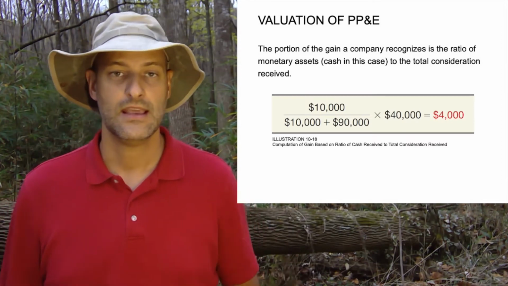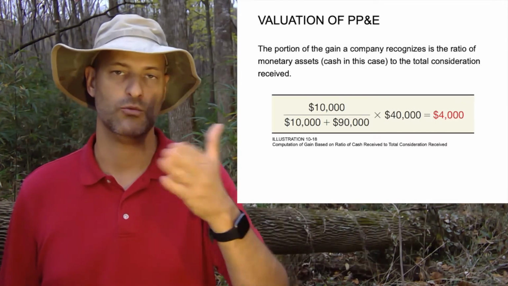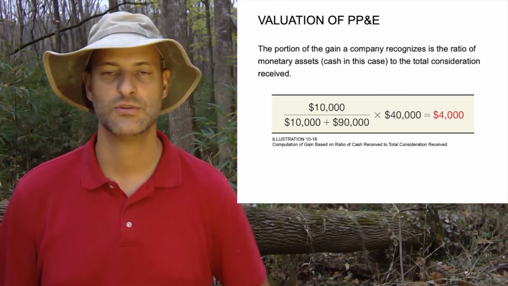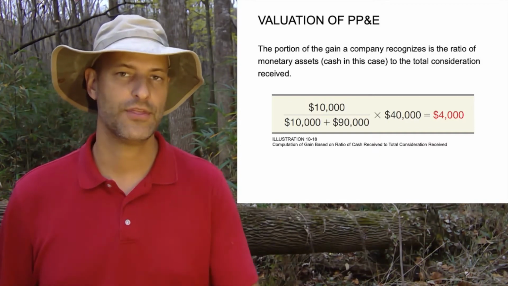10,000 of that was in cash. So 10%. We multiplied 10% or 1/10 by $40,000, which is the total amount of the gain. So we get to recognize $4,000 of gain today on this transaction.